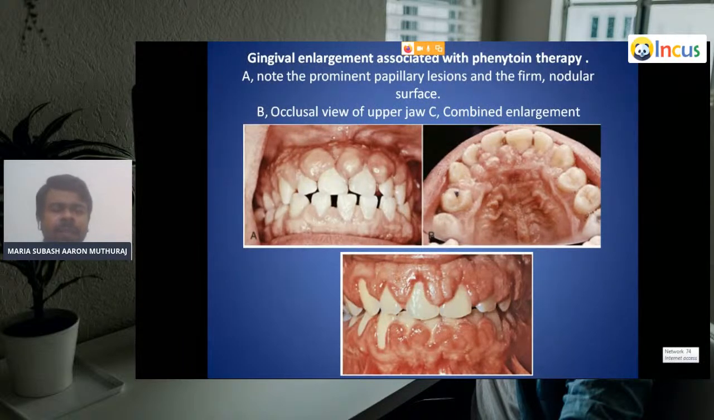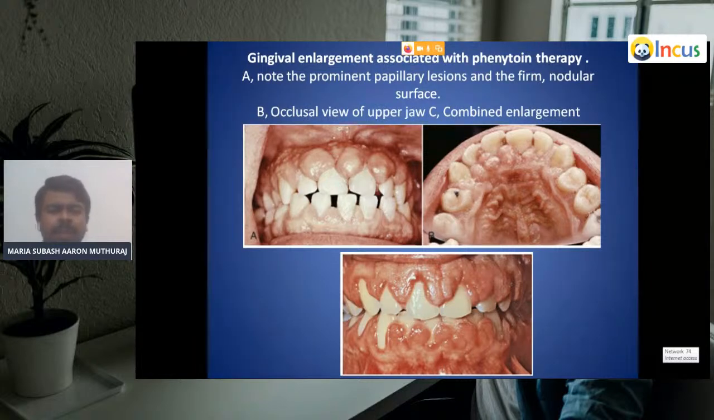You can appreciate in this image B, it involves both the facial aspect as well as the palatal aspect. Whereas in chronic inflammatory enlargements, mostly the facial part of the gingiva will be more commonly affected. Whereas in the gingival enlargement associated with Phenytoin therapy, the interdental papilla and marginal gingiva of both facial gingiva as well as palatal or lingual gingiva also will be affected.